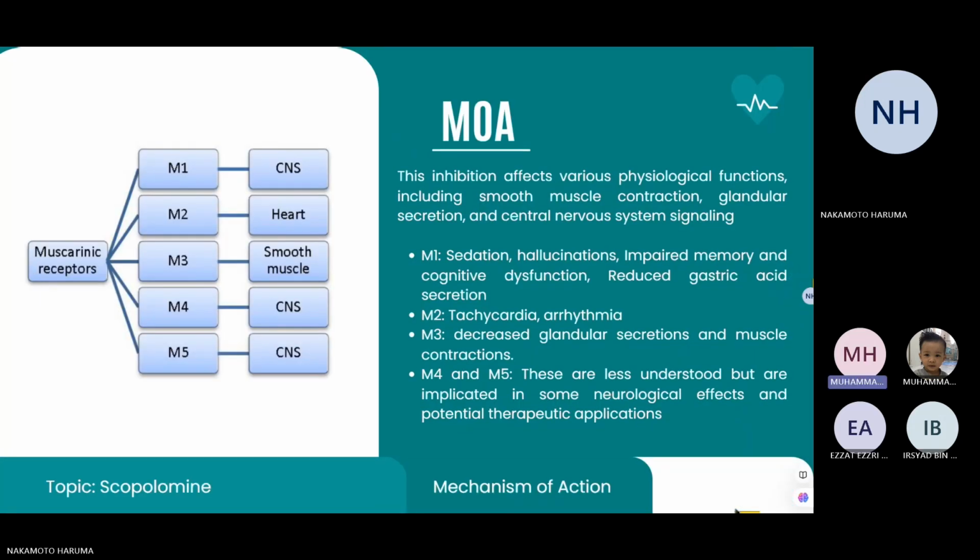This inhibition affects various physiological functions, including movement, contraction, glandular secretion, and central nervous system signaling. As I mentioned before, scopolamine can bind to any muscarinic receptors, and as we know there are 5 muscarinic receptors: M1, M2, M3, M4, and M5. For the M1 receptor, the muscarinic receptor subtype M1 is primarily located in the central nervous system and also the gastric glands.